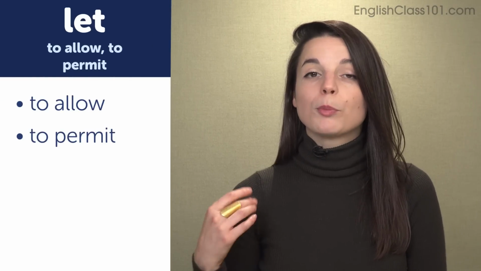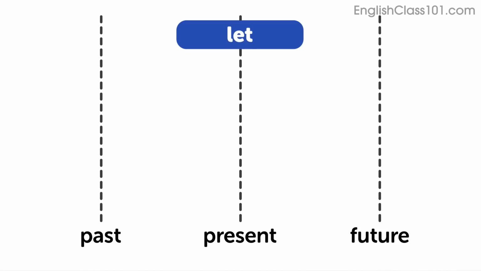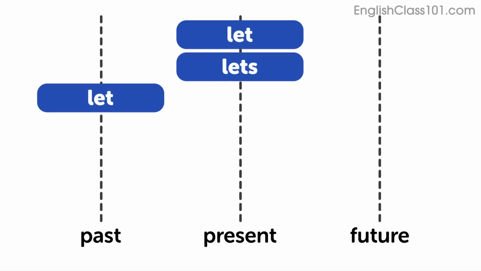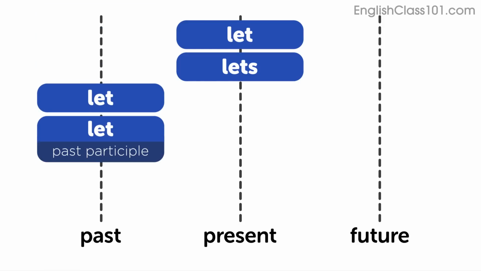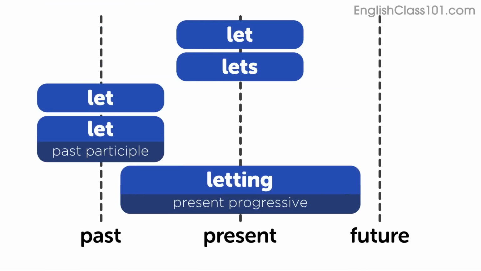The basic definition of the verb let is to allow or to permit something. So allow or permit. The conjugations of this verb. Present tense, let, lets. Past tense, let. Past participle, let. Progressive tense, letting.